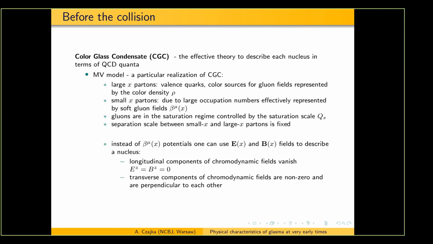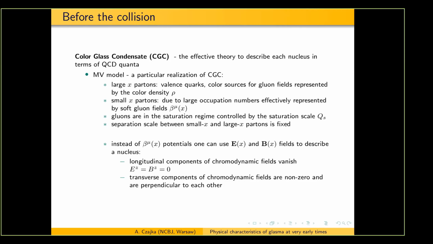So we imagine a nucleus as a collection of partons, and there are large x partons, large momentum partons, which are valence quarks, and they are sources of color, and they are represented by the color density rho, which is important for the next pages. These color charges are sources of small x partons. These are mostly gluons, and because of large occupation numbers of soft gluons, they can be effectively represented by a soft gluon field, which we call beta.